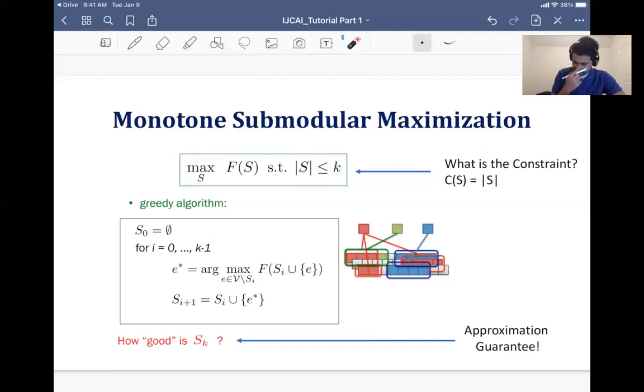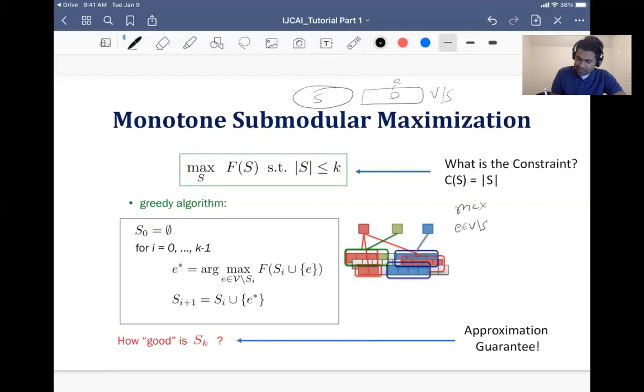And here C of S is equal to size of S, right? The algorithm for this is very simple. It's what is known as a greedy algorithm. The idea of the greedy algorithm is that I have my current subset S, and amongst the rest of the items, which is V minus S, I'm trying to find the item E that has the largest gain. So I'm trying to maximize over E in V minus S of F of S union E, right?